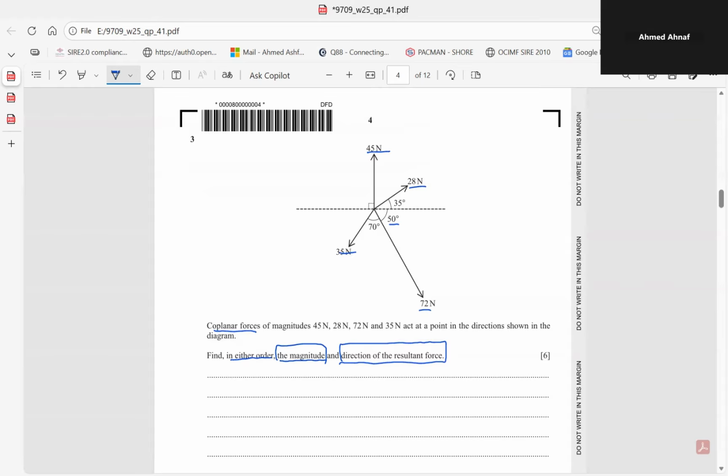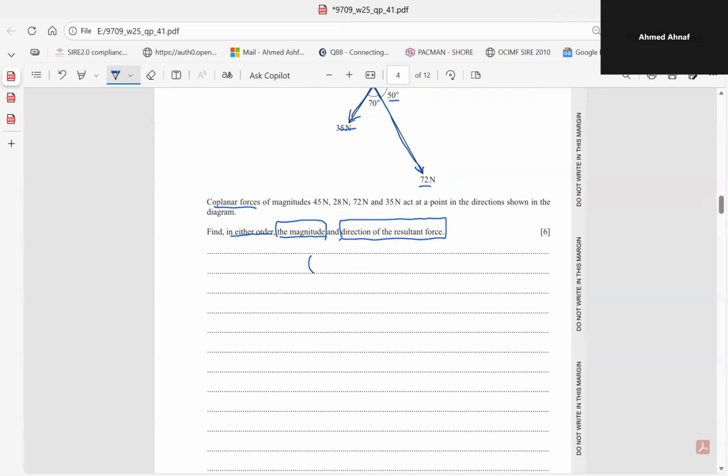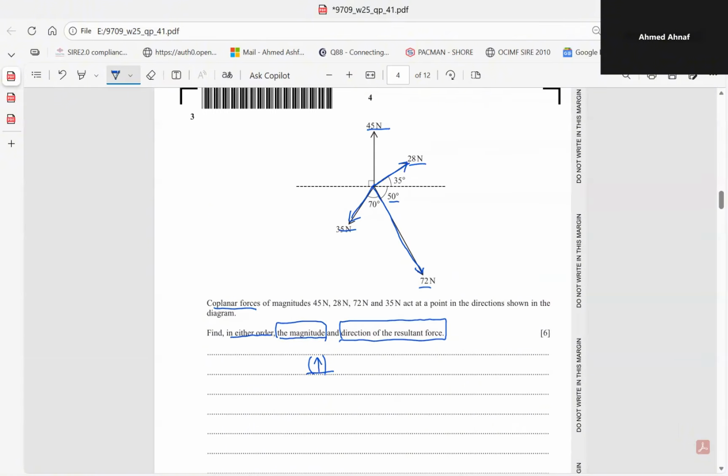So to start off with this question, to make it simpler, we are just going to split all of the forces that are acting at an angle, such as this and this, into vertical and horizontal components. Okay, so let's split them up into vertical components first and find the resultant force in the vertical direction. Okay, so vertical, we have 45 newtons. Okay, 28 newtons as a component. The vertical component would be here.